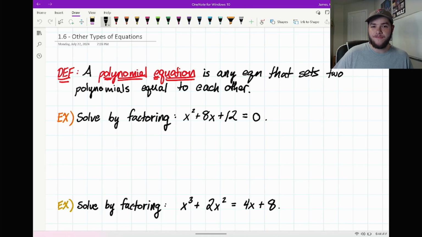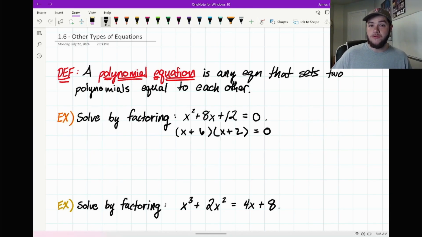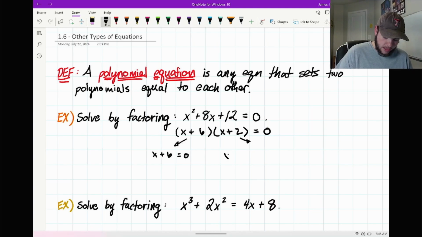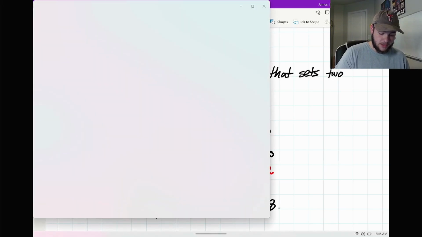Well, we know how to factor the left-hand side. After all, this is still a quadratic equation. I can factor this into (x plus 6)(x plus 2) equals 0. Using my zero product property, that gives me two separate equations to solve: x plus 6 equal to 0 and x plus 2 equal to 0. That gives me x equals -6 and x equals -2 as my solutions. This one's not too different.